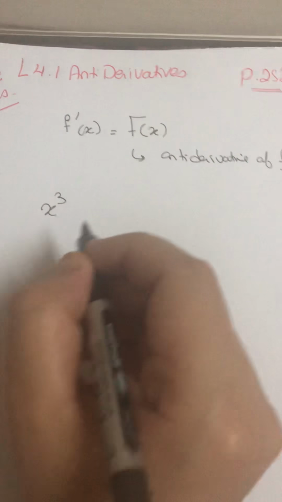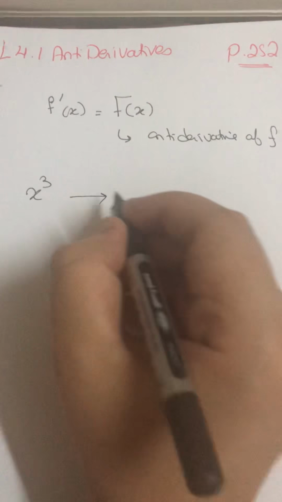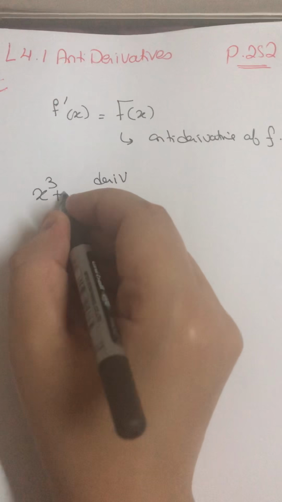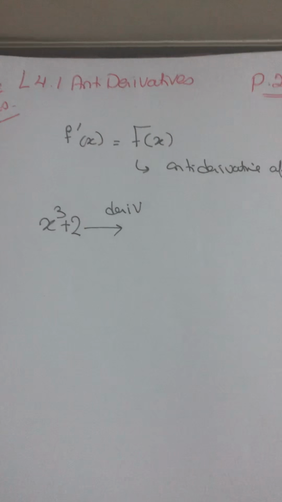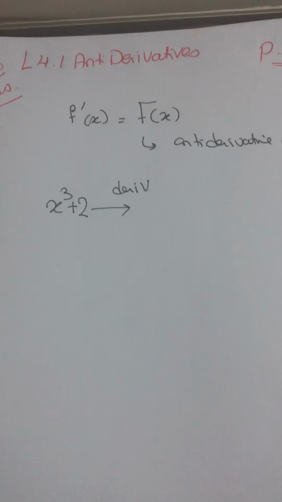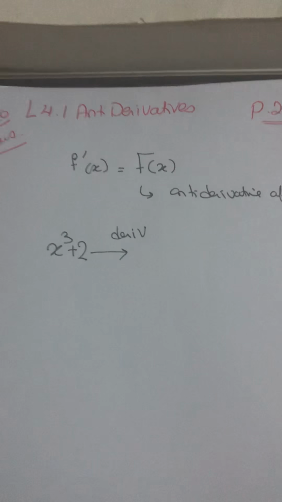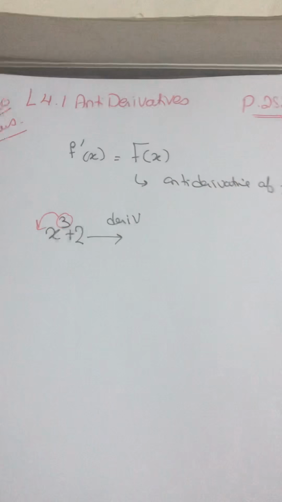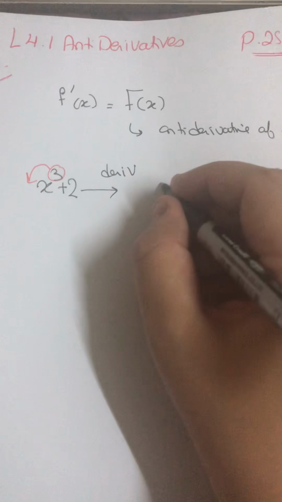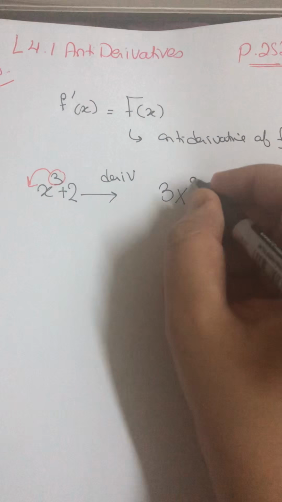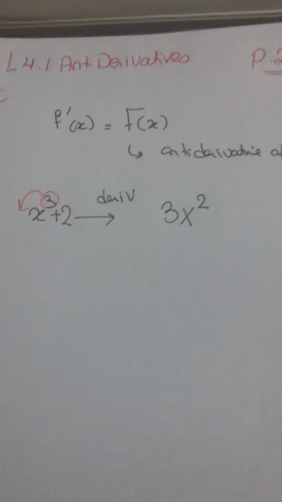to the power of 3 and I wanted to get its derivative, right? And let's say it was x to the power of 3 plus 2. And I wanted to get its derivative, right? I used to bring down the 3 and decrease the power by 1. So we used to get the derivative as 3x squared, and we say that numbers, they disappear.